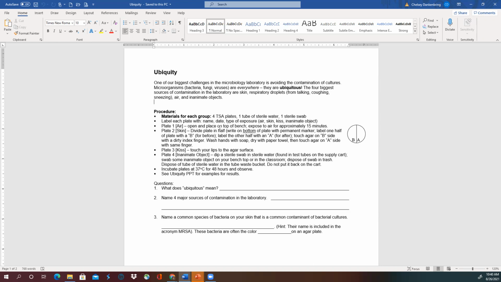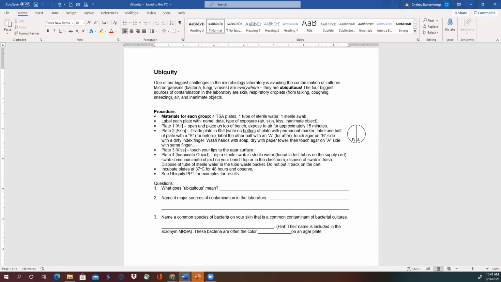And notice there's a plate where it's to look at what's in the skin. So I would have taken the lid off this plate and just set it on my desk as I lectured to y'all for the class period. Then you put a lid on it and set it off to the side. Then we'd take a second plate and divide it in half. And you would touch the agar on the before side with a dirty finger. And then you would go and wash your hands and then take your clean finger and rub it on the other side of the plate.